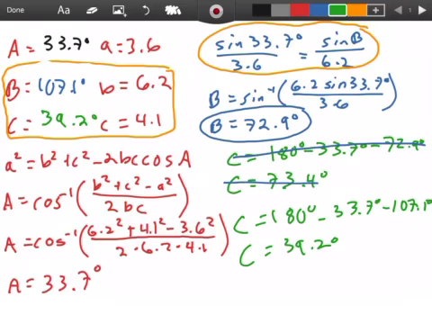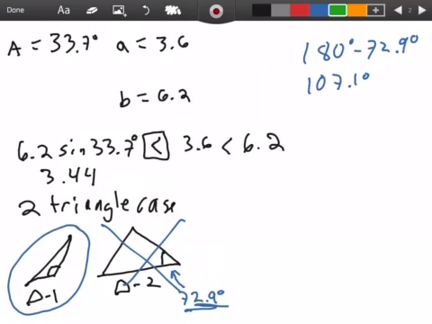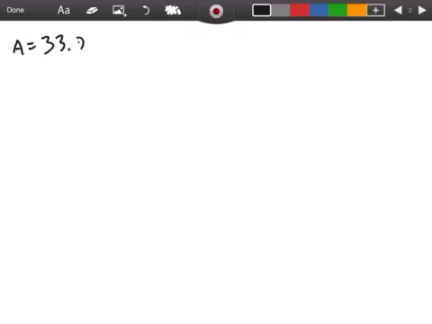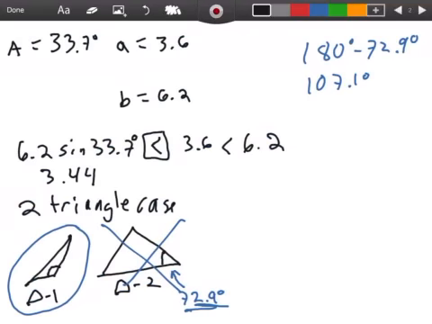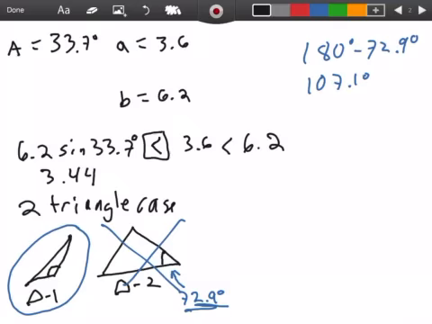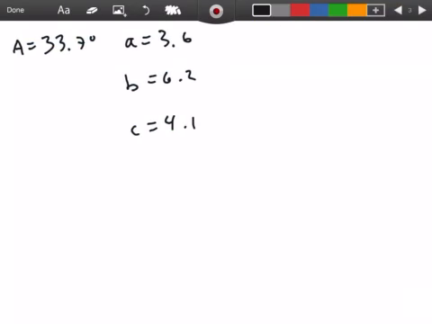So this is one way we can deal with a side-side-side triangle that ends up, when applying law of sines, to be the ambiguous case. If you don't want to use the ambiguous case, we actually don't have to. If I go back to the original givens, after we've solved for angle A, we had that angle A was 33.7 degrees, side A was 3.6, B was 6.2, C was 4.1. Let me double check, make sure I got it right. Yep. We can actually solve for either angle B or C using the law of cosines a second time.